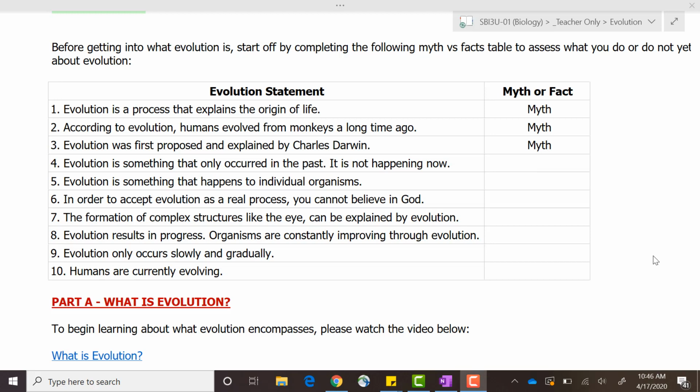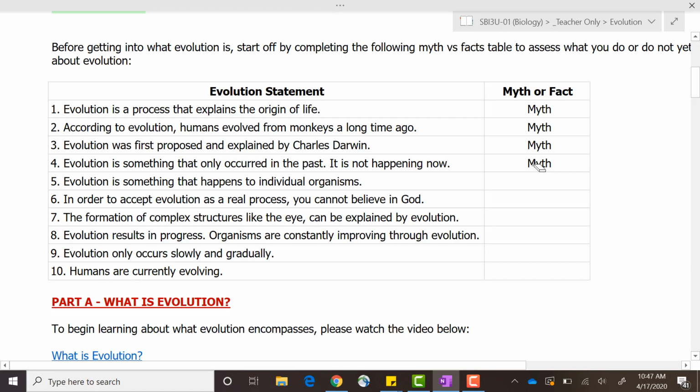Okay, so statement 4 says, evolution is something that only occurred in the past. It is not happening now. And hopefully this one's a bit easier to identify. And you can relate to the fact that evolution is not just going to be a thing of the past. Gene frequencies can still change in species over time. So it definitely still can and is happening now in various species. So that is also a myth.